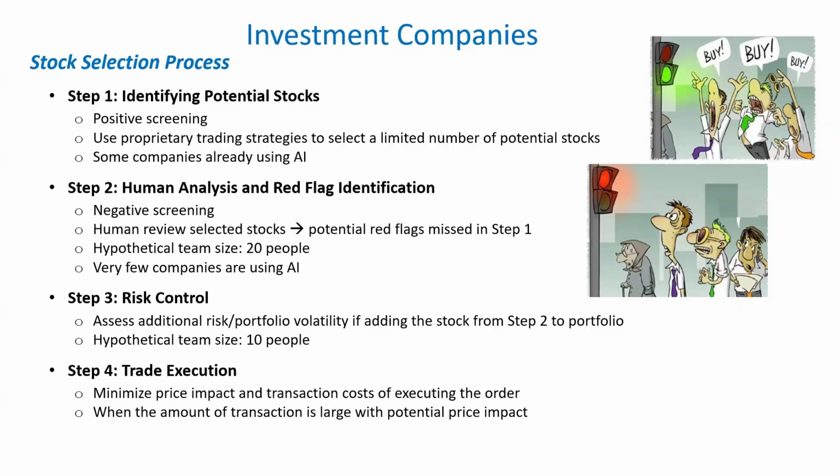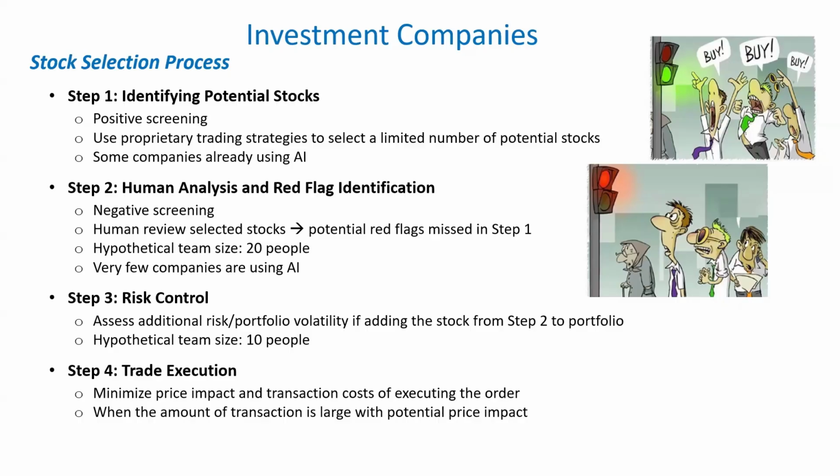What they do is identify the red flags of the stocks recommended in step 1. And the human will do that. The fundamental team will do that. Step 3: once the stock is okay, so in step 1 you pick, let's say, 10 stocks. In step 2, you find that 8 stocks are not good. You only keep 2 stocks. So the 2 stocks move to step 3. In step 3, once you add the 2 stocks into the portfolio, you change the whole risk of the portfolio. So they have to do the risk control for adding the 2 new stocks.